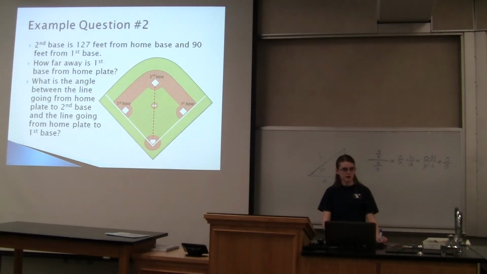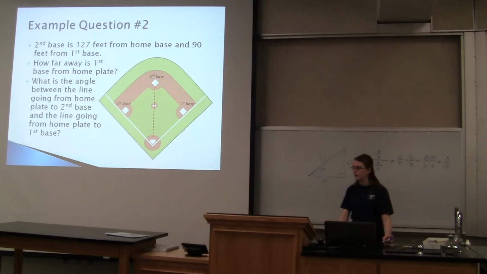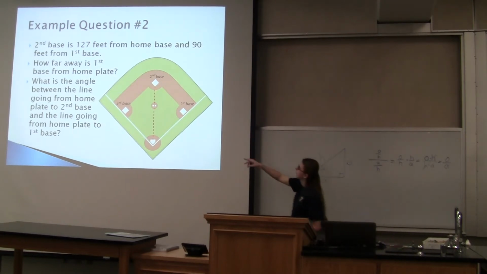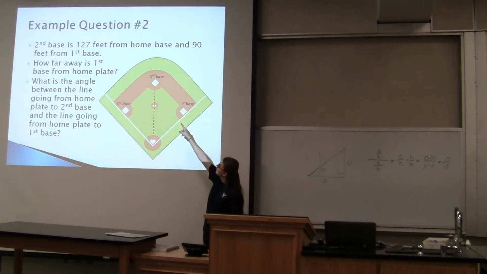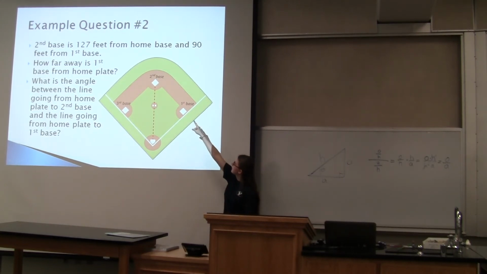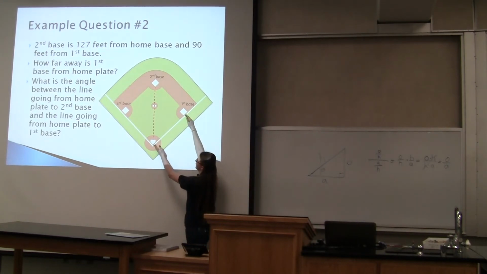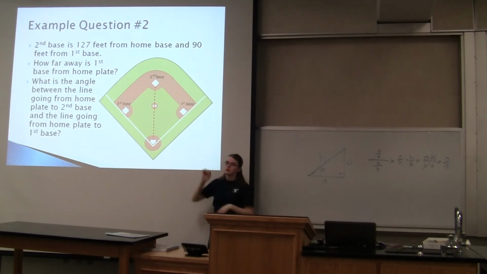Okay, here's our second example question. So second base is a certain distance away from first base, right? Or from the home plate. So we've got second base is 127 feet from home plate, and it's 90 feet away from first base. So we want to know this part of the triangle. That's the piece that we have left that we don't know.